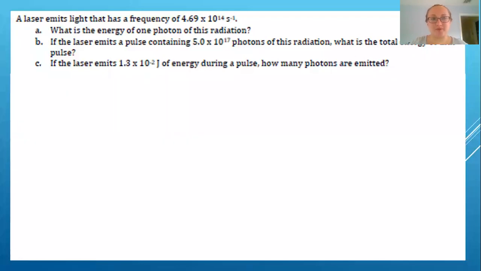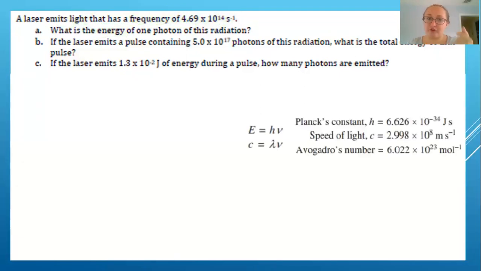Let's work through an example problem. A laser emits light that has a frequency of 4.69 times 10 to the 14th hertz, or per second. What is the energy of one photon of this radiation? I'm going to highlight the equation or annotate the question for my key information. I'm working with light. It has a frequency of 4.69 times 10 to the 14th per second, and I'm asked to find the energy. I'll refer to my equation sheet and recognize that the equation E is equal to h nu, relates frequency and energy.